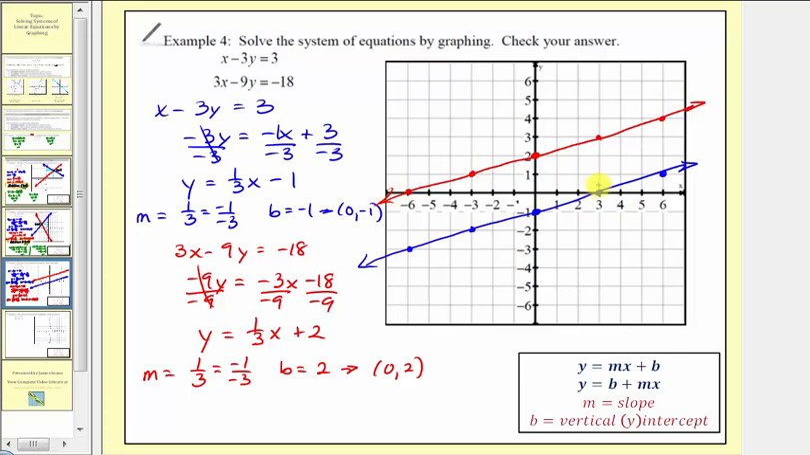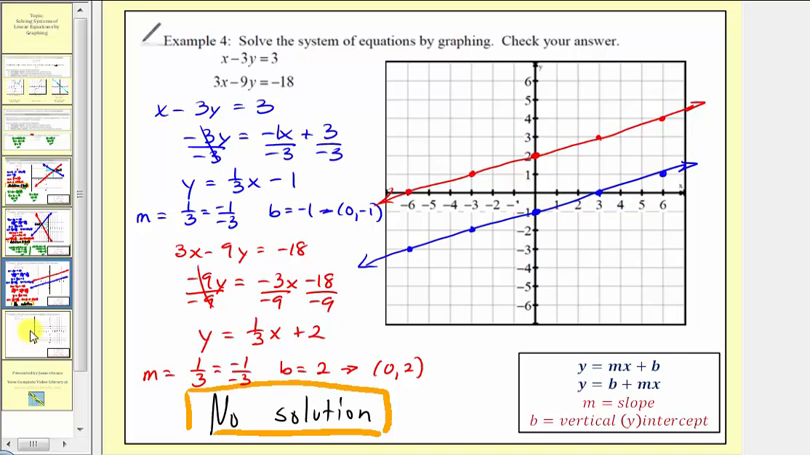Notice how the two lines are parallel, which means they'll never intersect, and therefore our system has no solution. Notice how our lines have the same slope and different vertical intercepts, which is why the lines are parallel. And again, when solving a system by graphing, and the two lines are parallel because there are no points of intersection, the system has no solution.